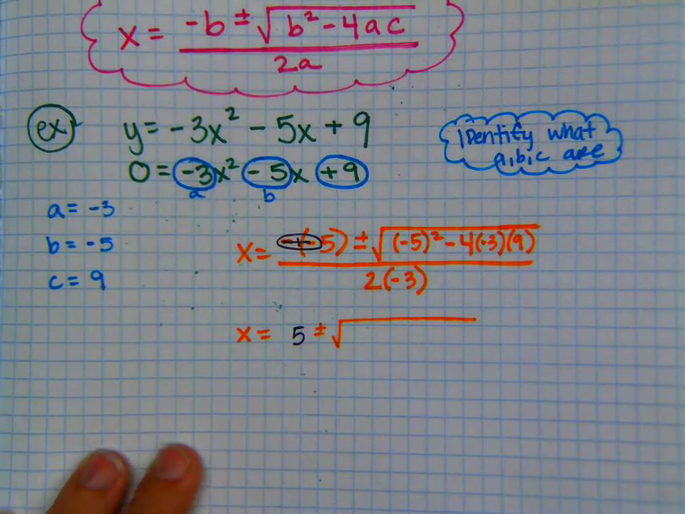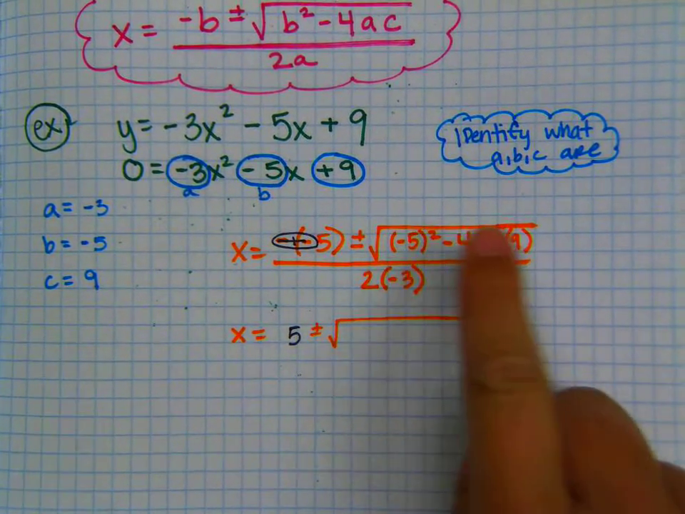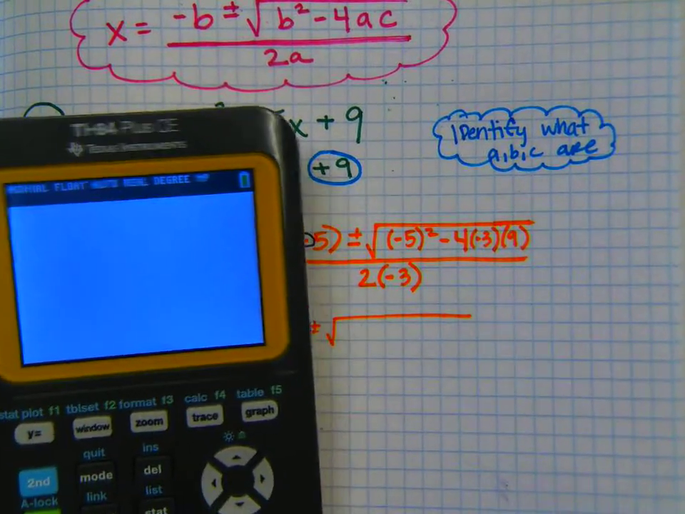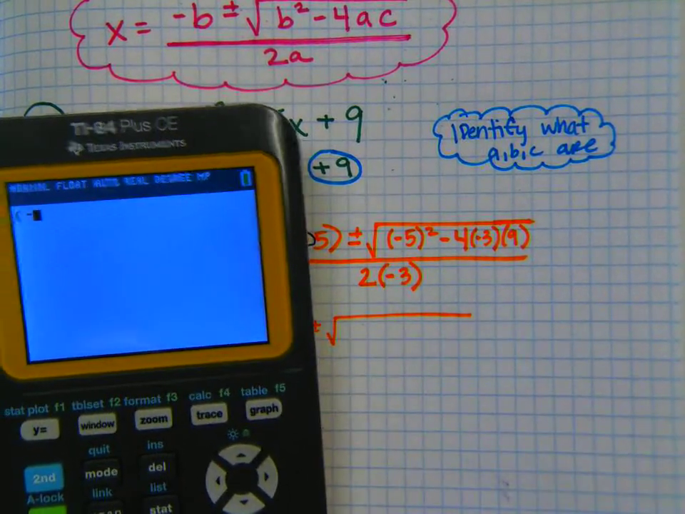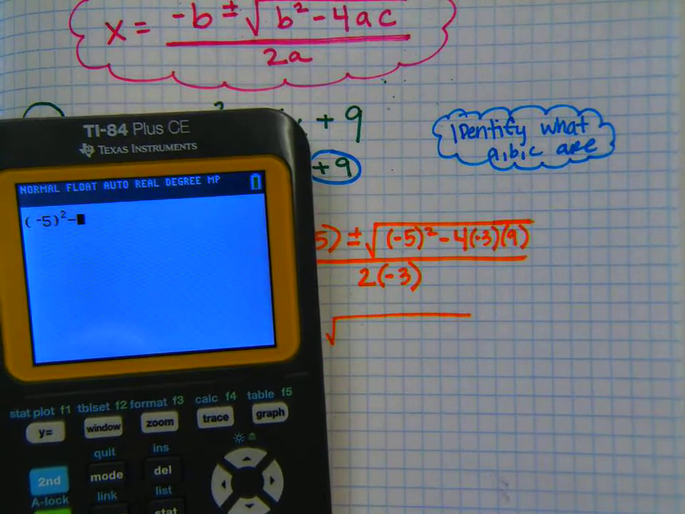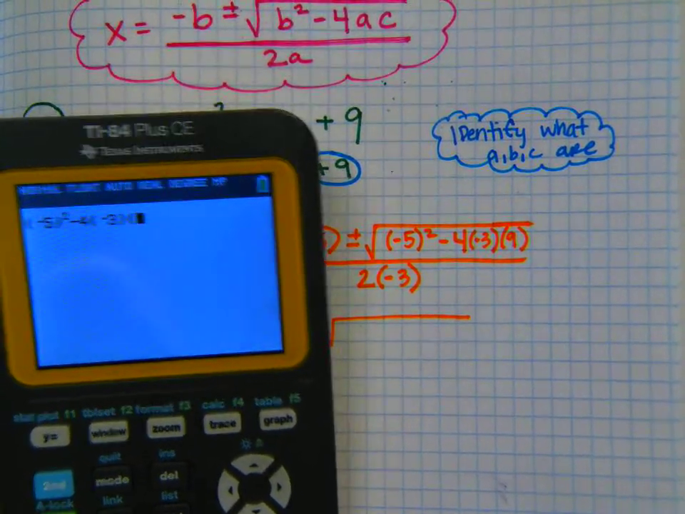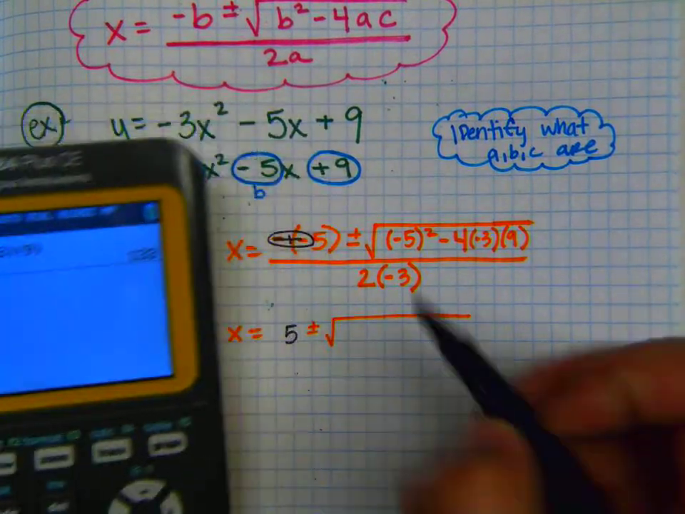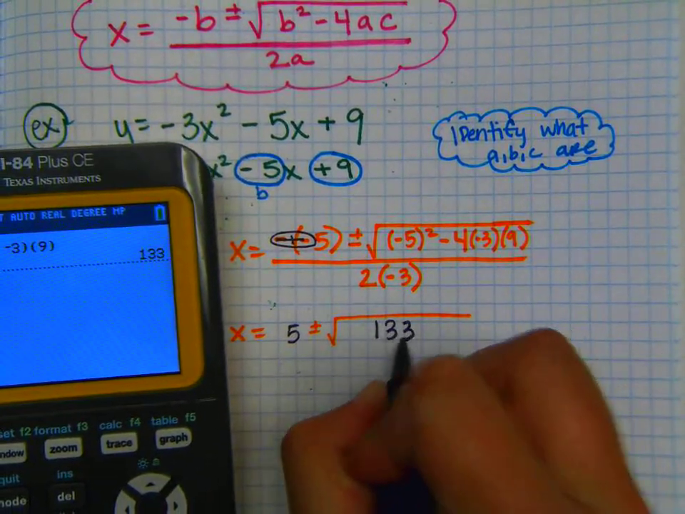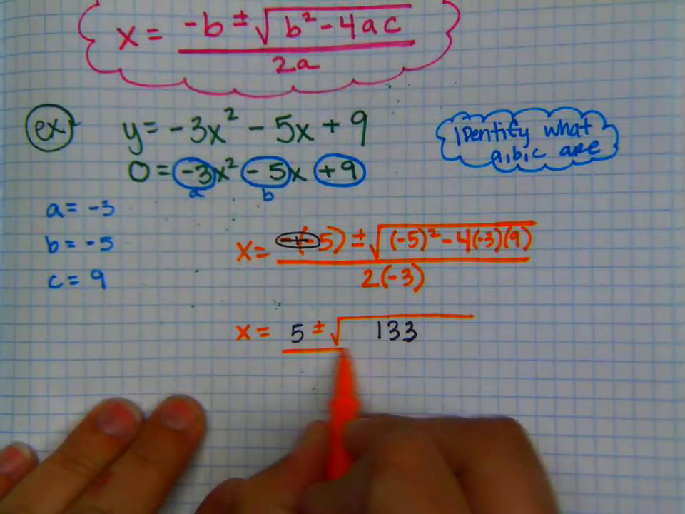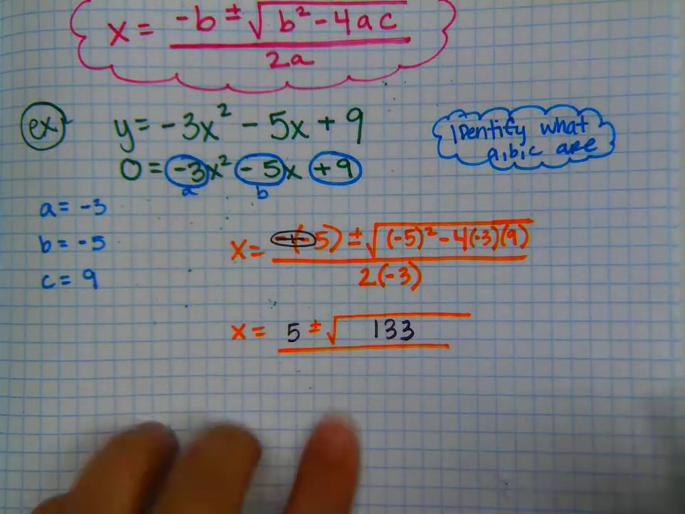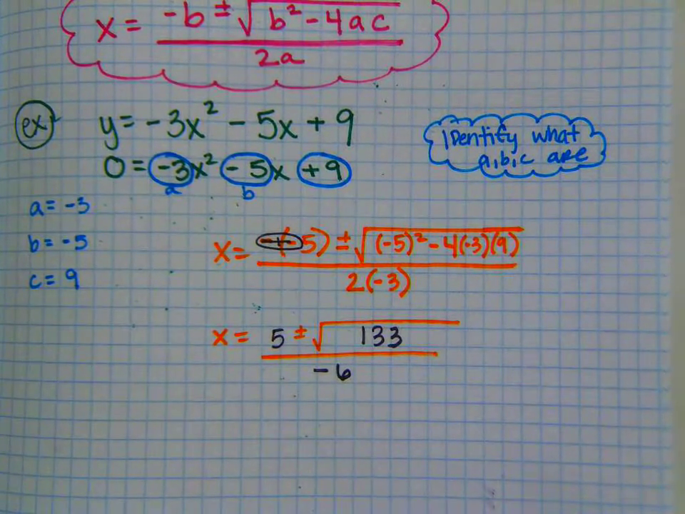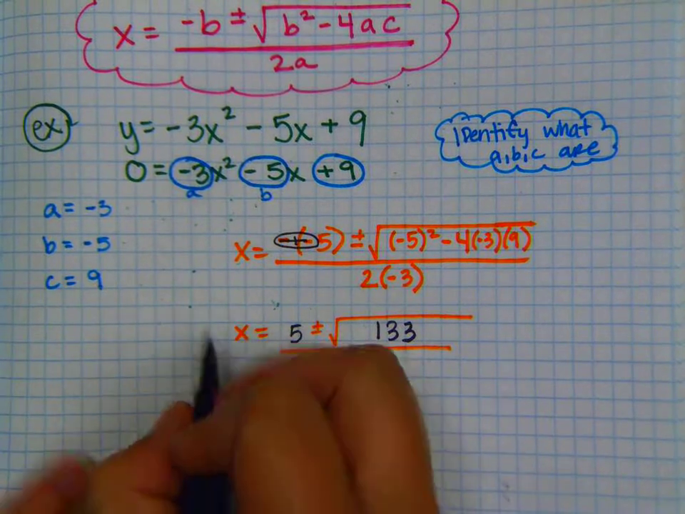Now what I'm going to do is plug whatever's inside directly in my calculator. And I'm going to leave the square root out, so I'm just going to write what's inside. I have negative 5 squared minus 4 times negative 3 times 9 equals 133. And I'm going to put that underneath my square root bar, all over, then I have 2 times negative 3, negative 6. And surprisingly, that's it.